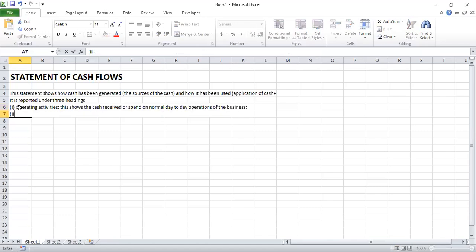Right, then we have got investing activities. Amount spent on purchases of non-current assets. And receipts from sale of non-current assets.